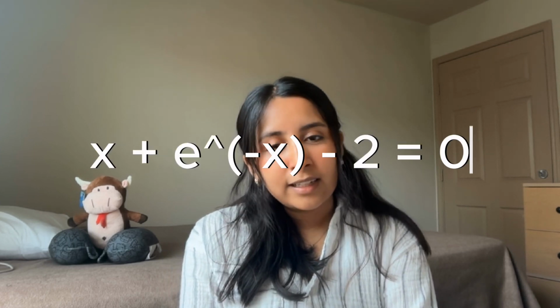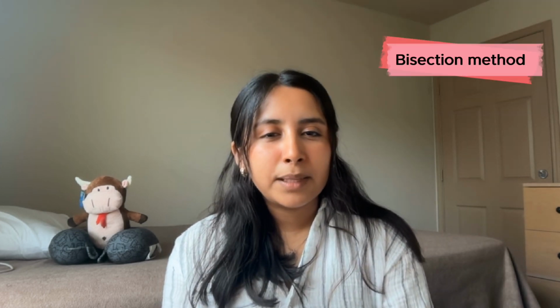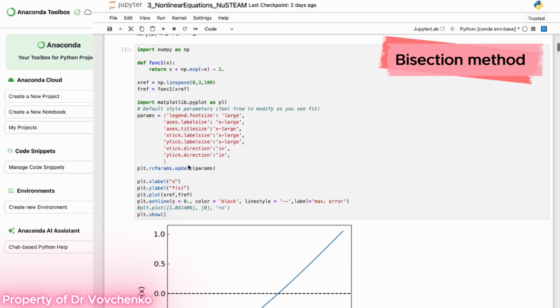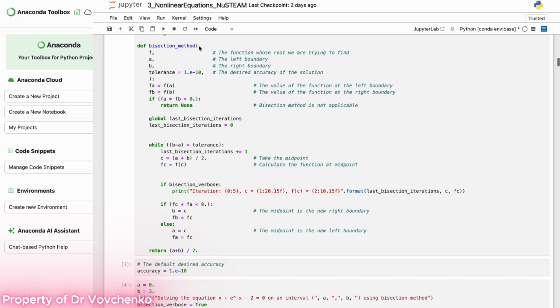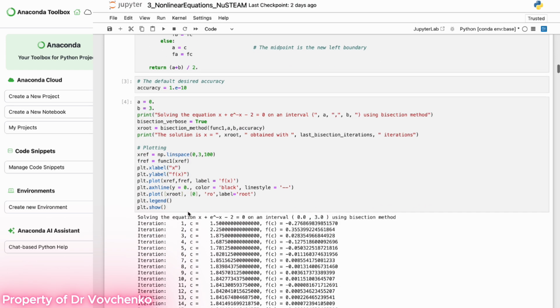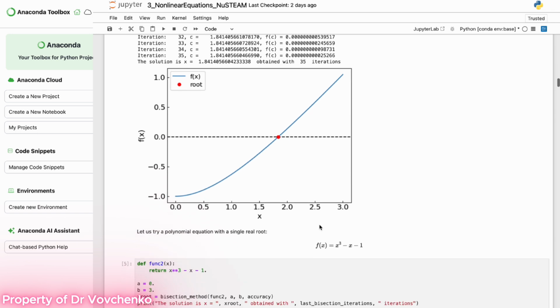To solve equations, for example, x plus e to the negative x minus 2 equal to 0, we can use numerical methods to find the root by iterations. For example, the bisection method, consisting of taking the midpoint of a desired interval, evaluating each half to know if the root is there, and repeating the process until you achieve the desired precision. By solving this equation, the program takes 35 iterations to achieve it.